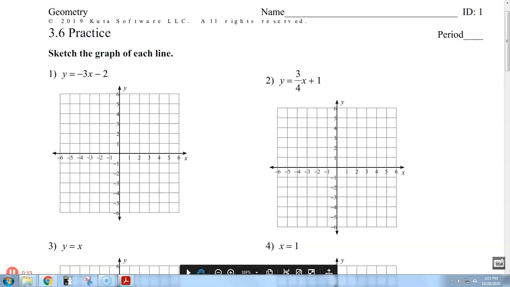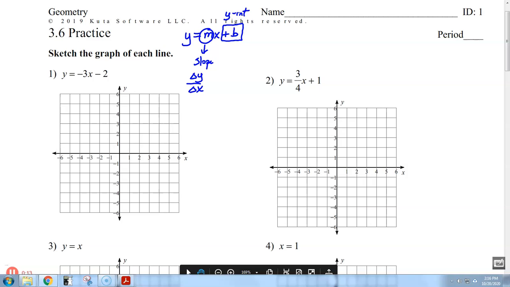slope-intercept form. So remember, slope-intercept form is y equals mx plus b. This is our y-intercept. I always start there. It tells me where it crosses the y-axis. And then m is the slope, which gives me a change in y over the change in x. Rise over run, if you like to go that way. All right, so here we go.